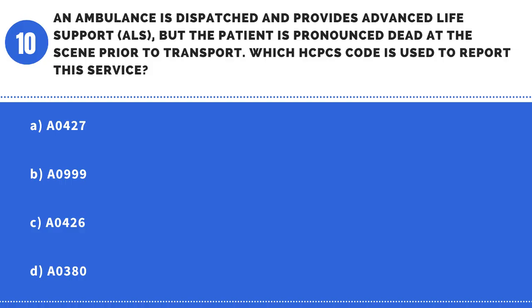An ambulance is dispatched and provides advanced life support, ALS, but the patient is pronounced dead at the scene prior to transport. Which HCPCS code is used to report this service? A. A0427. B. A0999. C. A0426. D. A0380.